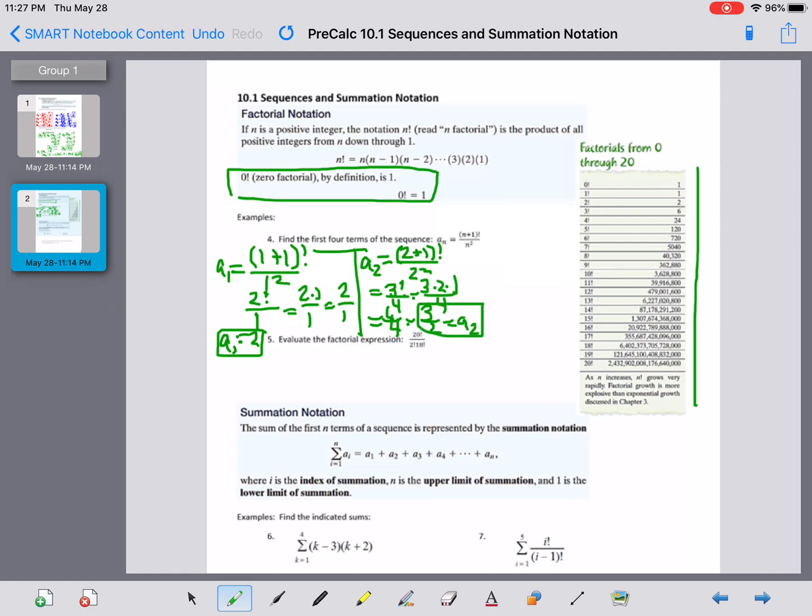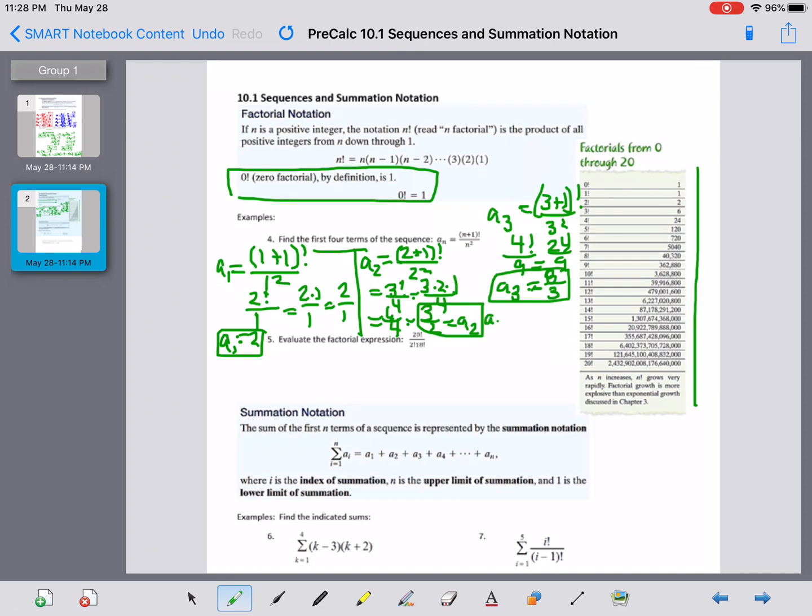Okay, a sub 3. I get 3 plus 1 factorial over 3 squared. So I get 4 factorial over 9. To save some time, 4 times 3 is 12, times 2 is 24, times 1 is still 24. So I get 24 over 9, and when I reduce that, my a sub 3 is 8/3. You'll notice as you look at these answers, you can't look at one answer and necessarily see what the next answer is going to be. That's very different from sequences where, for example, they add 2 every time. This one's a little more complicated.